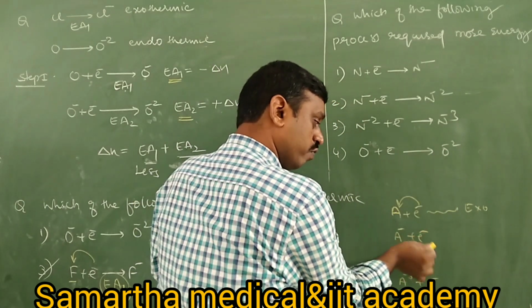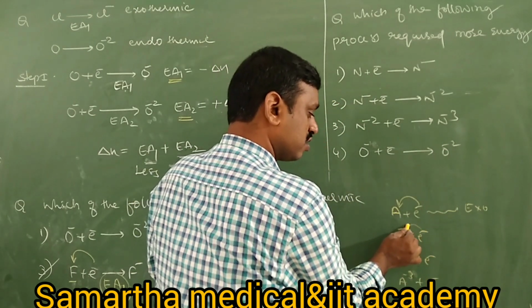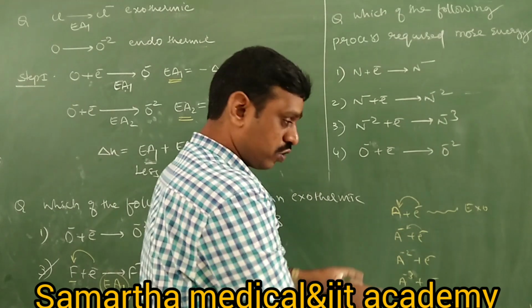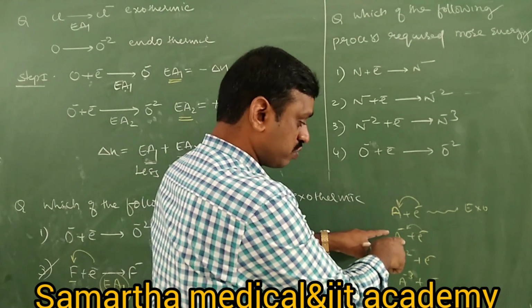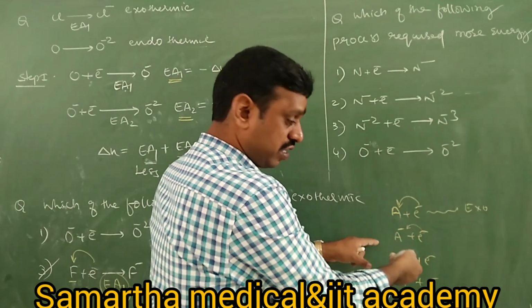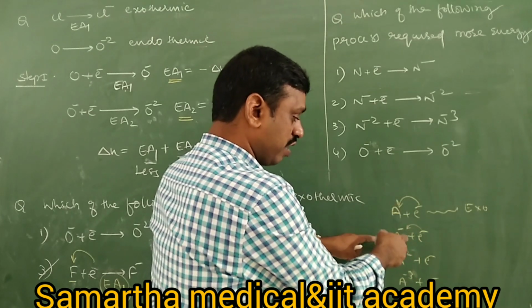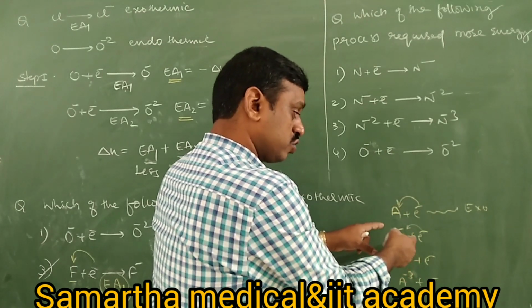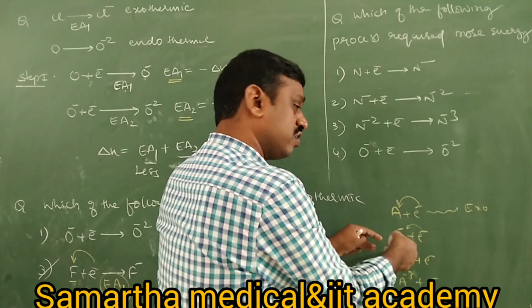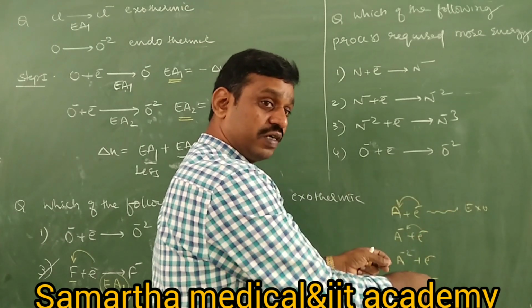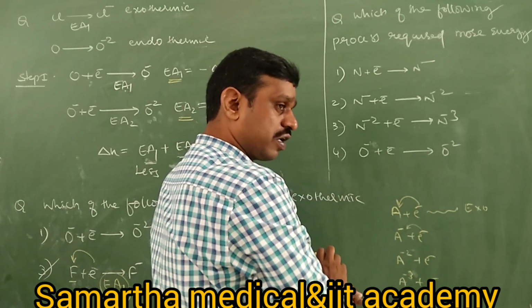When we add one more extra electron to A minus, it is difficult because the already existing electron is one extra. That existing extra electron is of course unstable. Then what happens? When you add another electron, there is a repulsion exerted between the existing electron and the added electron.